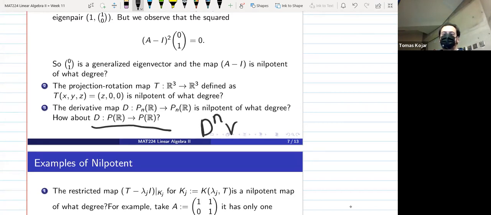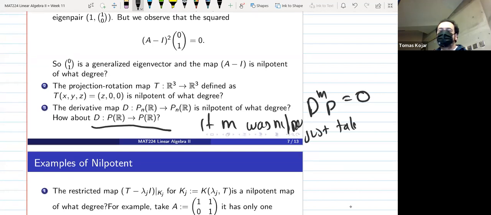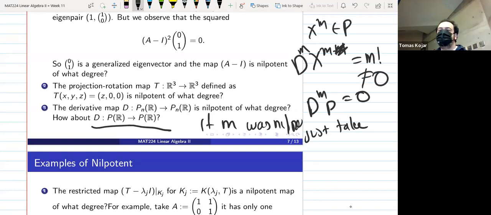So if there was one, let me put M. Let's say this was x^k. I'm overkilling it right now, let me make it simpler. If M was the nilpotency, meaning that D^M of p is zero, just take one more, x to the M. If you do this M times, you get M factorial, which is not zero, but x^M is in there. So it's not nilpotent. Okay, so the dimension matters. Yeah, perfect.